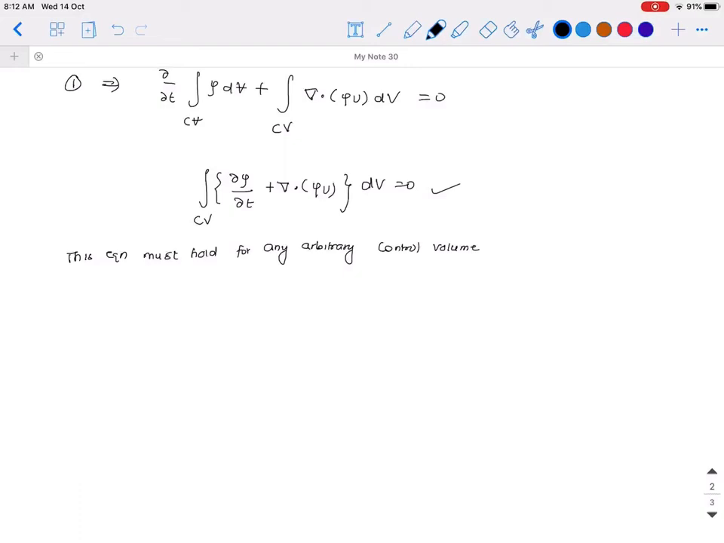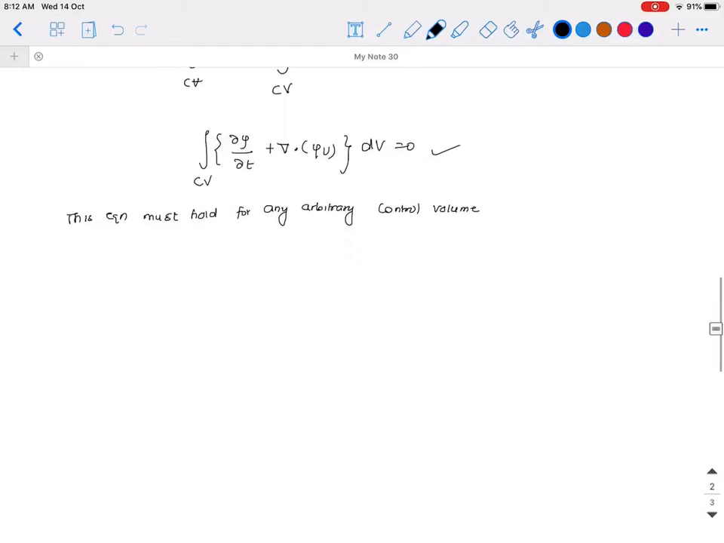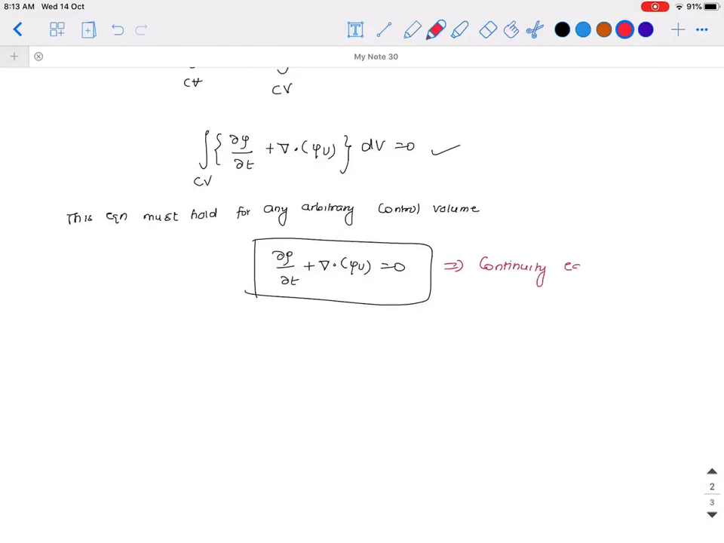So from this arbitrariness we can remove the integral, and we can say dou rho by dou t plus del dot rho u equals 0. This is the equation of conservation of mass. This is also called the continuity equation.